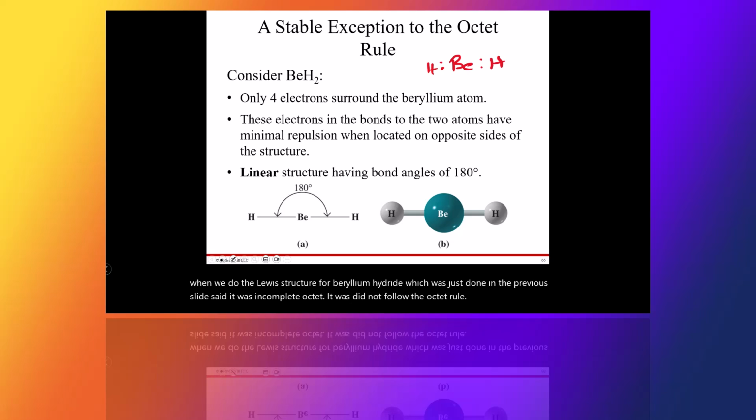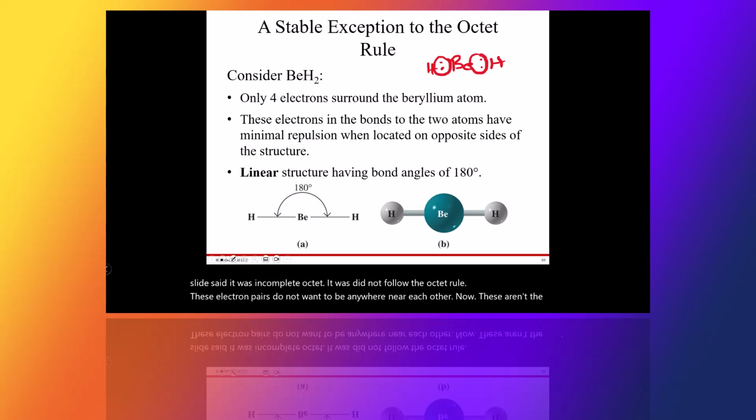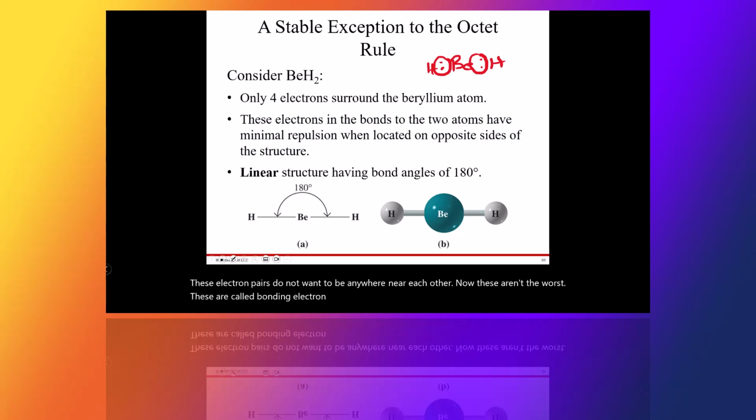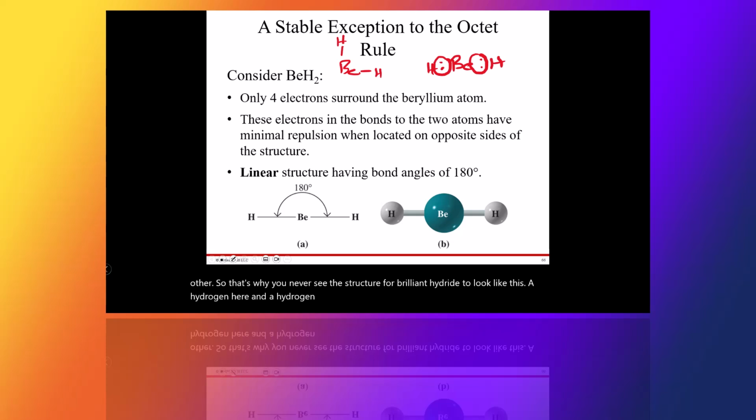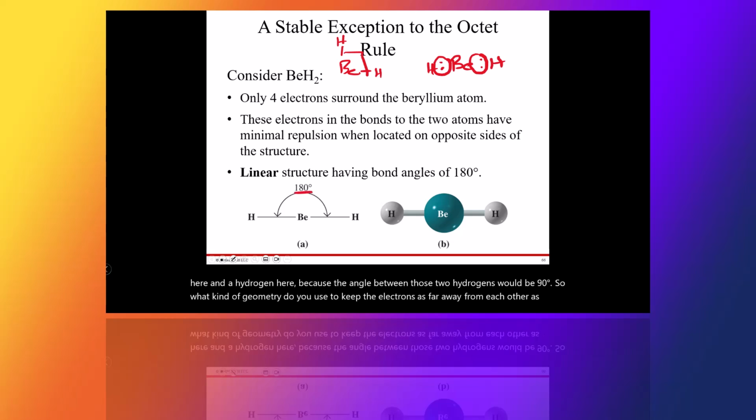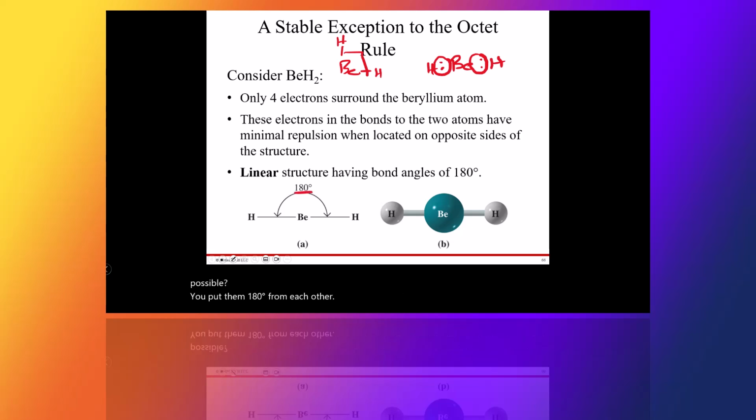It did not follow the octet rule. These electron pairs do not want to be anywhere near each other. Now, these aren't the worst. These are called bonding electron pairs, but they don't want to be anywhere near each other. So that's why you never see the structure for beryllium hydride look like this, a hydrogen here and a hydrogen here, because the angle between those two hydrogens would be 90 degrees. So what kind of geometry do you use to keep the electrons as far away from each other as possible? Well, you put them 180 degrees from each other, which makes this molecule linear. So that's its geometry.